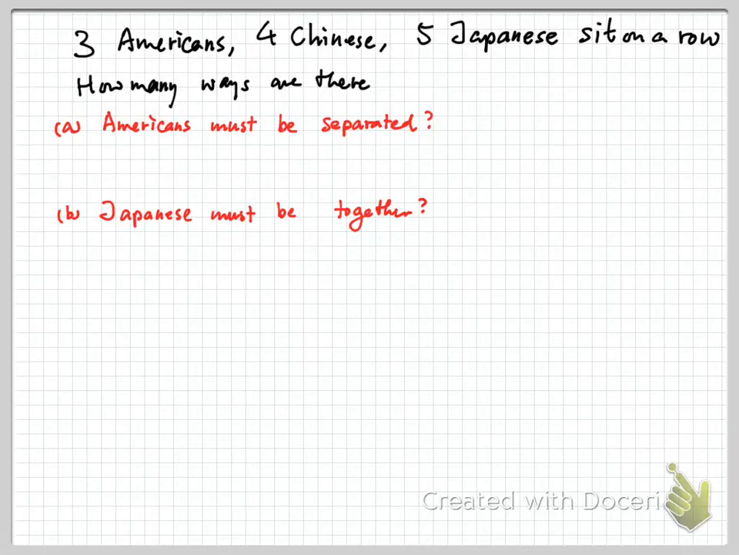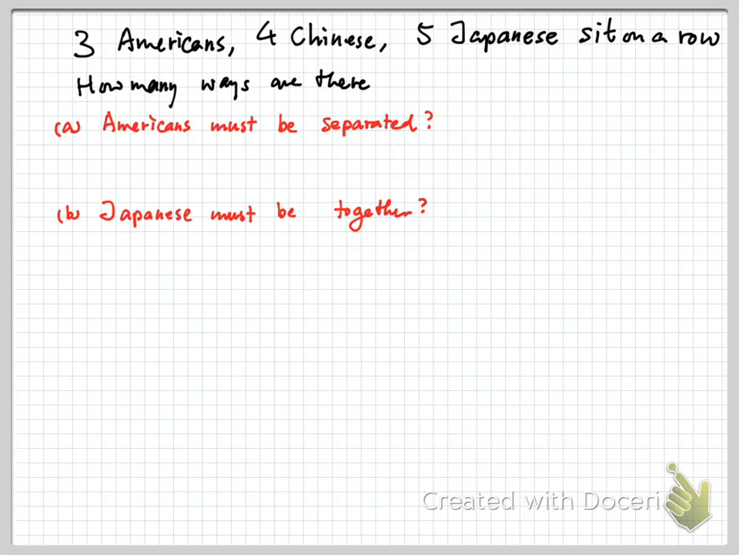Okay, let's look at one video that combines separation and togetherness. Suppose there are 12 persons: three of them are Americans, four Chinese people, and five Japanese people. We want to put them in a row. So how many arrangements are there?